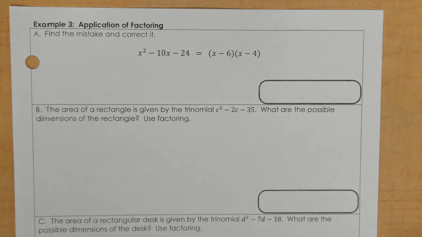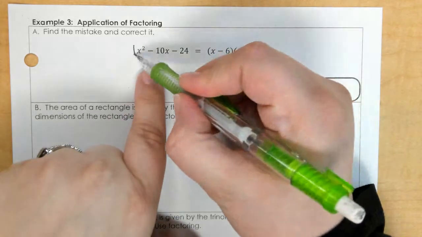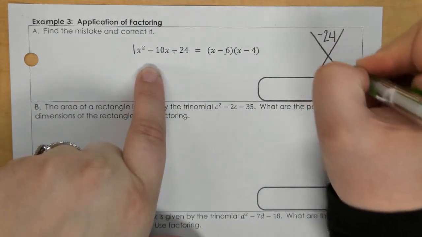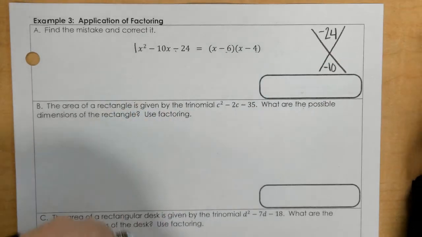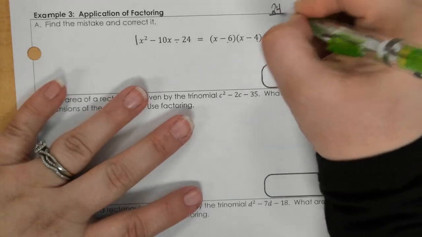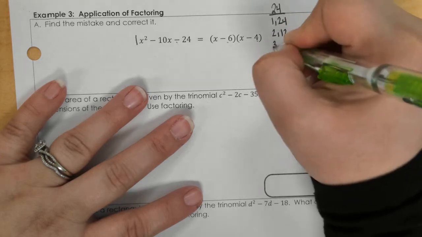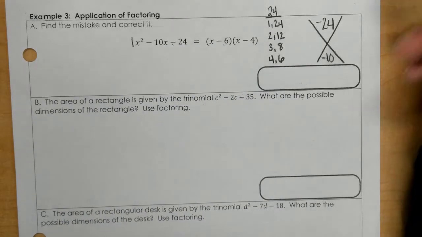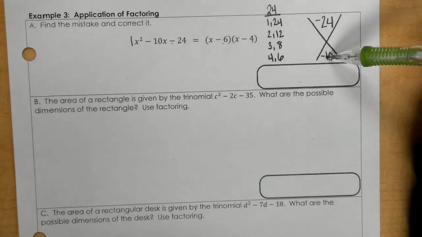Let's just match up and see, are they getting the right numbers here? So we would do 1 times negative 24 is negative 24. We are trying to get to negative 10. So for the factors of 24, there's a lot. We have 1 and 24, 2 and 12, 3 and 8, 4 and 6. I agree that 4 and 6 can make 10.